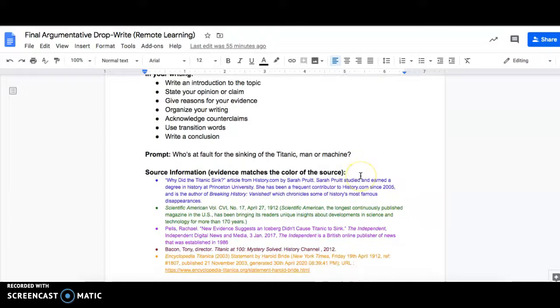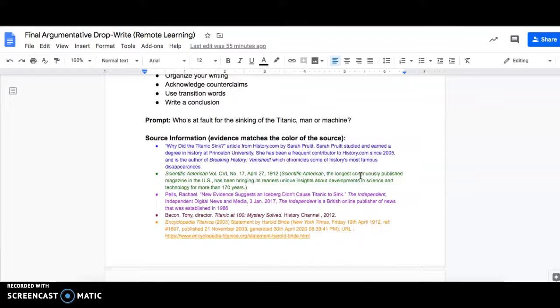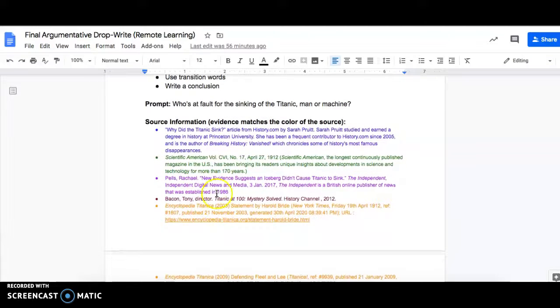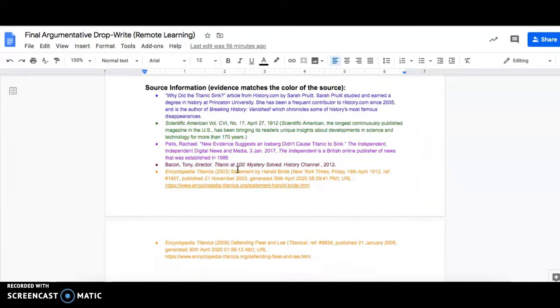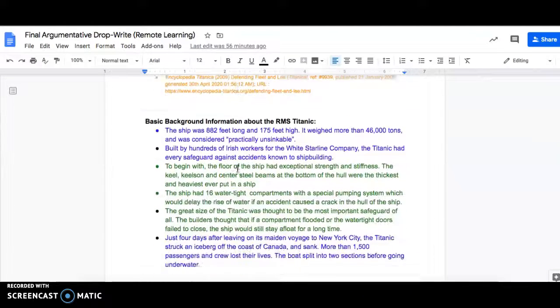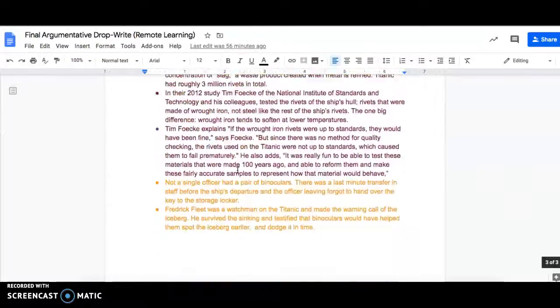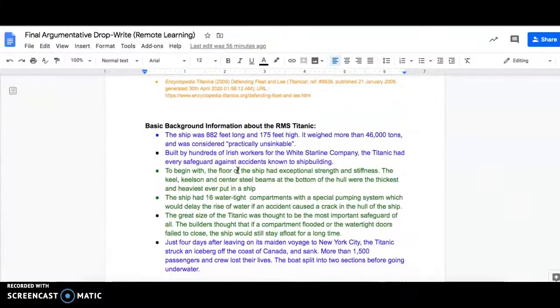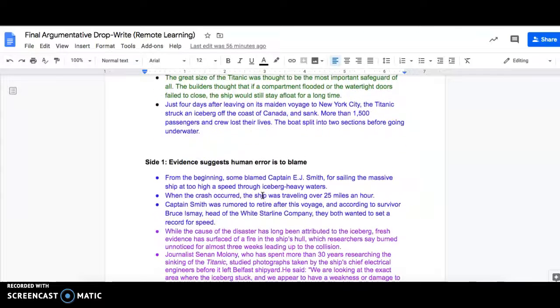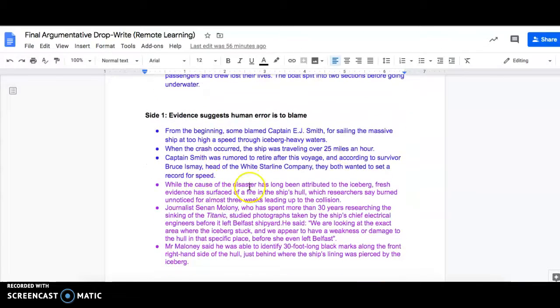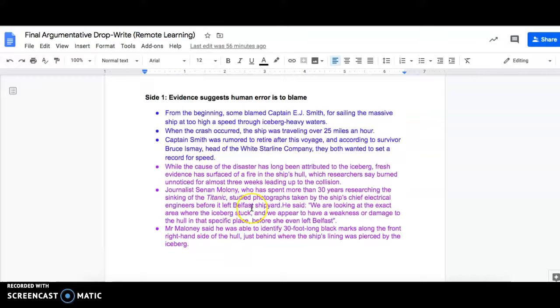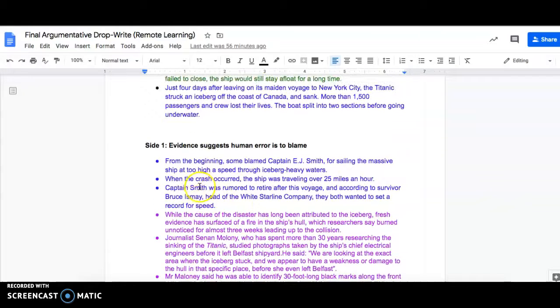So you will see right here, here's source information, and it's going to be color coded. These are all of the sources that were used for all of the information we're going to give you. So you're going to want to check this out. It gives you a little background information on these sources. And then you will see that we have all of the research done for you. Here you can see some basic background information about the Titanic. Over here, this is for side 1, pointing to human error. And you can see it's color-coded. So this is blue evidence.